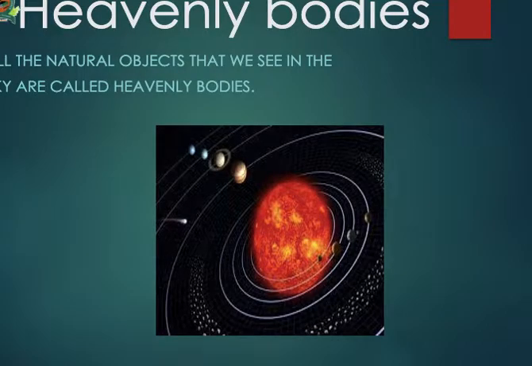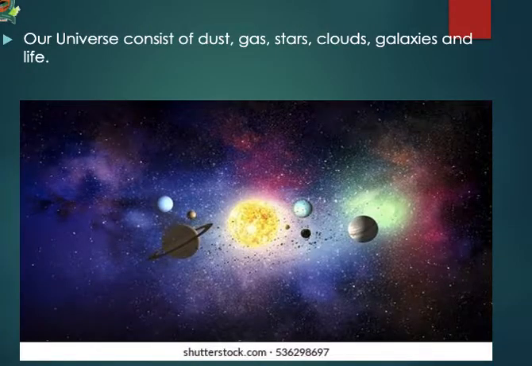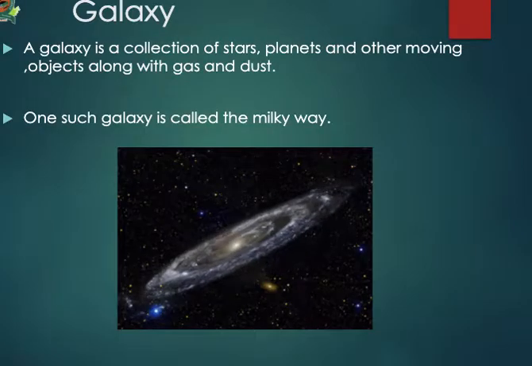Heavenly bodies. All the natural objects that we see in the sky are called heavenly bodies. Our universe consists of dust, gas, stars, clouds, galaxies, and life. Galaxy. A galaxy is a collection of stars, planets, and other moving objects, along with gas and dust. One such galaxy is called the Milky Way.